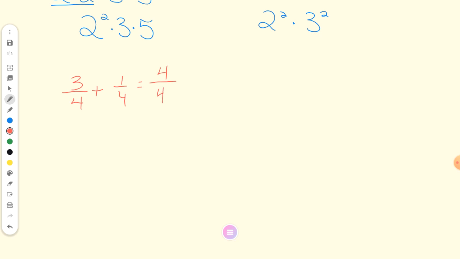But what's the best answer, Harper? 1. Anything over itself equals 1. And again, when we get to fractions, I'm going to get a lot stricter on simplifying them. Let's, on our loose leaf, do one harder problem together. Just to refresh your memory from last year.